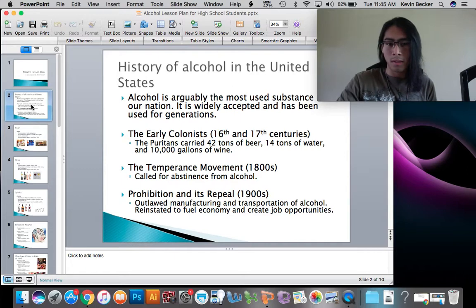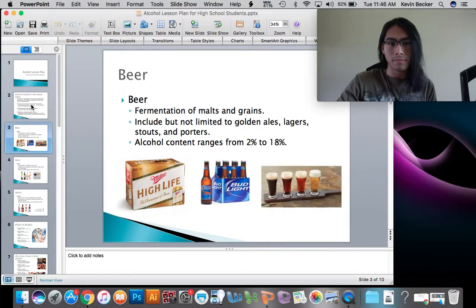Another point in time would be the temperance movement, and this occurred during the 1800s. What this did was essentially call for the abstinence from alcohol. And the third point would be prohibition and its repeal. This occurred during the 1900s. What prohibition did was outlaw the manufacturing and transportation of alcohol. And the repeal reinstated alcohol so that it could fuel the economy and create job opportunities.